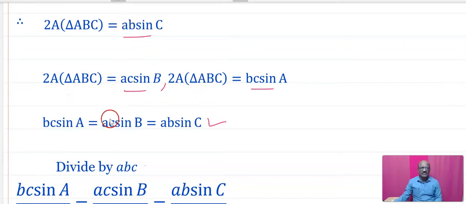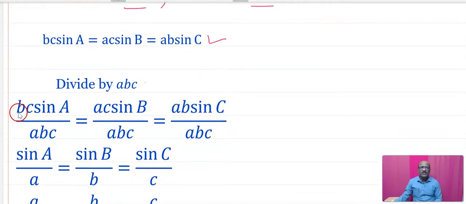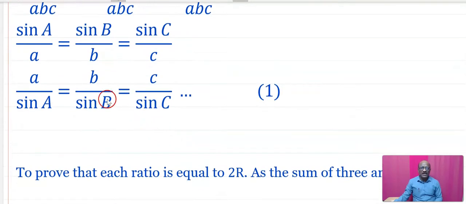Therefore ab sine C is equal to ac sine B is equal to bc sine A. Dividing this equality by abc, we get bc sine A upon abc, ac sine B upon abc, ab sine C upon abc. Here the common factors cancel, and you will get sine A upon a, sine B upon b, sine C upon c. If you take the reciprocal, then you will get a upon sine A is equal to b upon sine B is equal to c upon sine C, and this is the first one.